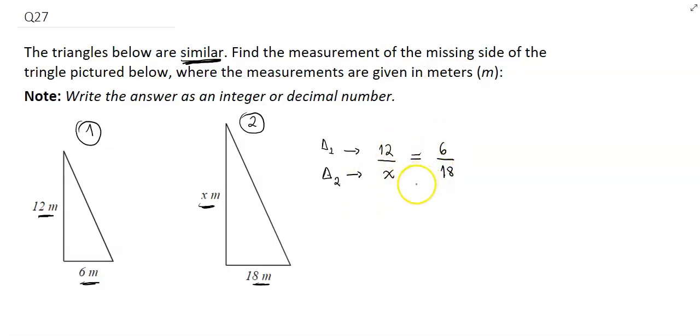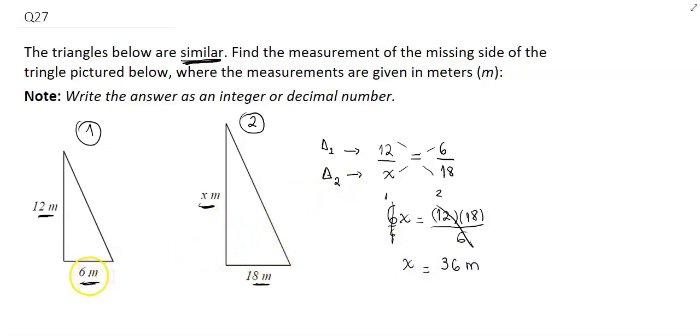Then I cross multiply, find the equation, and solve for x. Divide by 6 on both sides. This is 1, then this becomes x. I can simplify those two numbers here. 12 divided by 6 is 2. 2 times 18 is 36. 36 meters.